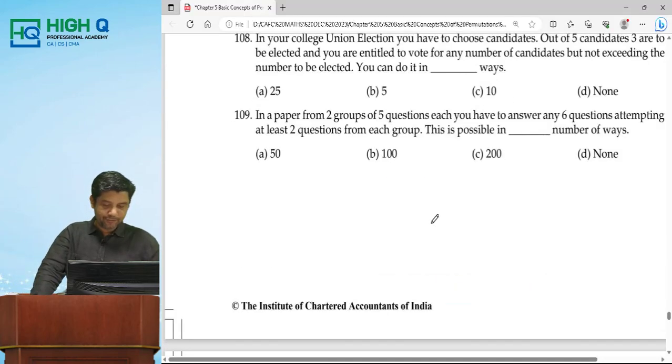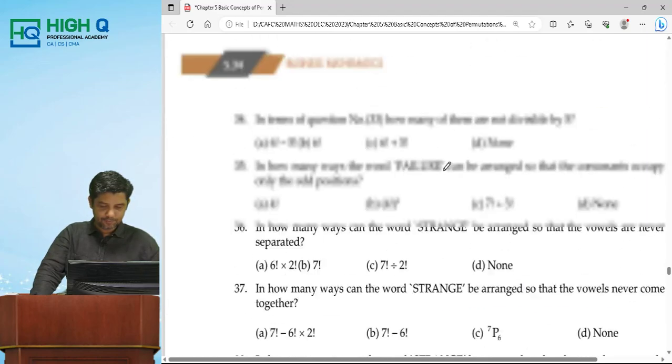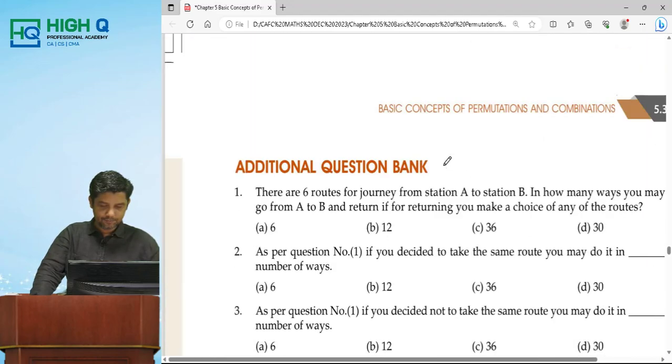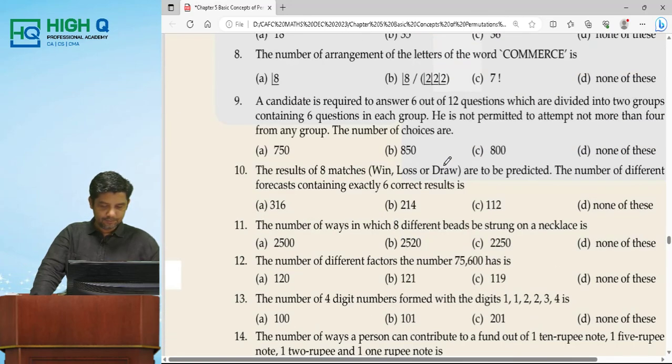111 mark, and if you want to do it, you do it later. Now, nice question.